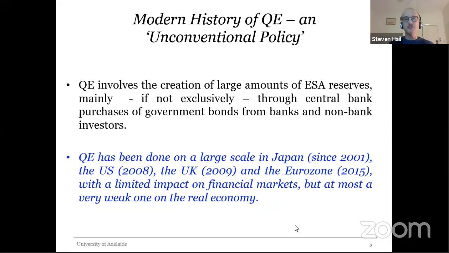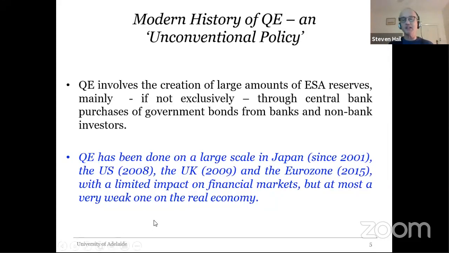It involves the creation of large amounts of exchange settlement account reserves. It involves, as I was just saying, the central bank in Australia, the Reserve Bank of Australia, buying large amounts of government bonds from banks and also non-bank investors like insurance companies. This creates a lot of additional reserves in the banking system, exchange settlement account reserves. That's basically how the central bank pays for these bonds, which it's purchasing, just using a computer keyboard to type additional funds into bank reserve accounts.